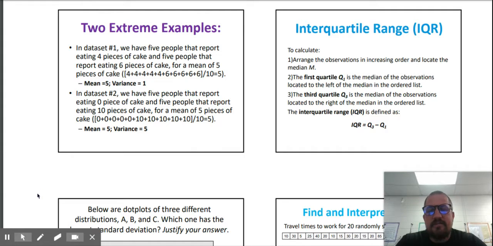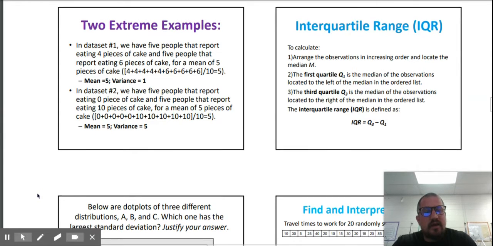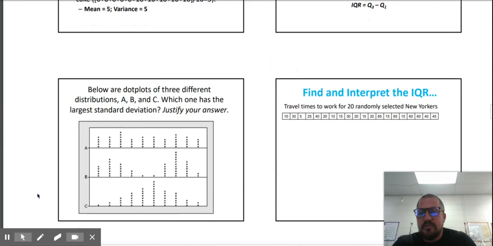And if they ever give you the variance and you need to find the standard deviation, you need to make sure you know that the standard deviation is just the square root of the variance. And if you ever have the standard deviation and you need to find the variance, it's just the standard deviation squared. So that's their relationship with each other. So interquartile range, we already talked about how to calculate that. It's just Q3 minus Q1. I would do that on my calculator.